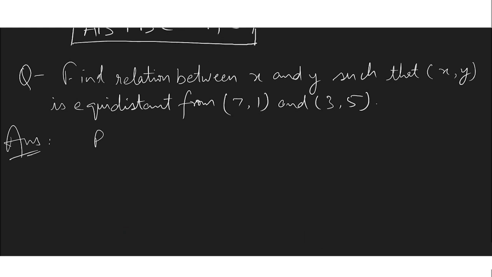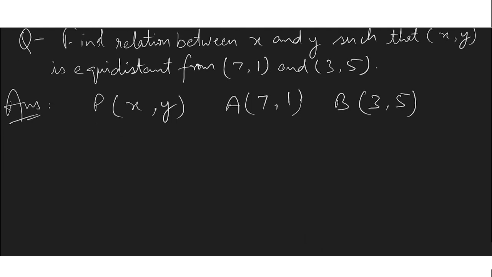Let us point P x comma y, point A 7 comma 1, point B 3 comma 5. Then what we require is that AP is equal to BP, or we can say that AP square is equal to BP square.